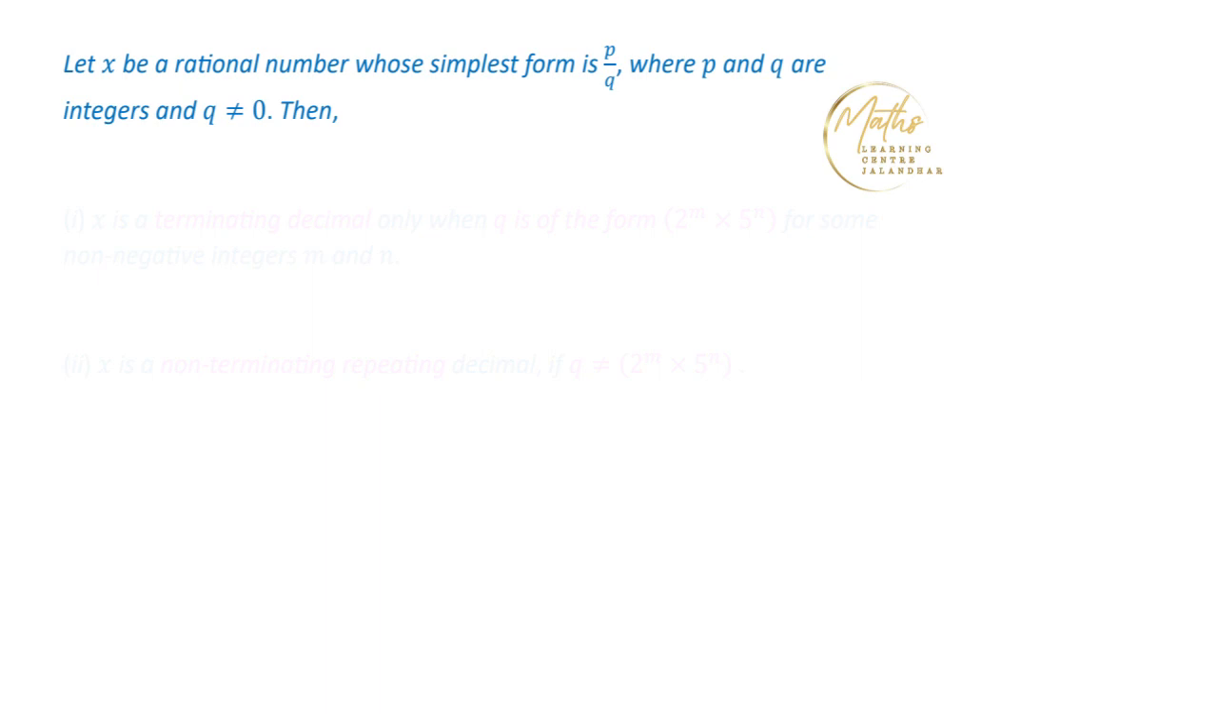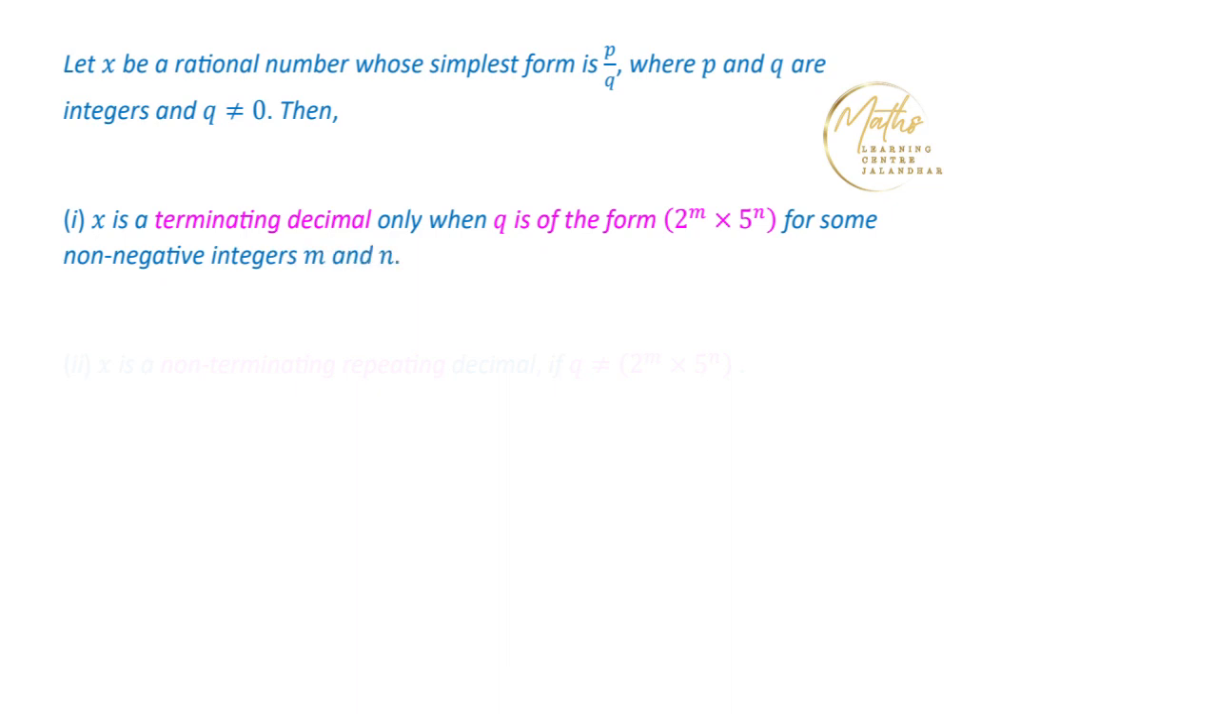By the definition of a rational number, p and q are integers and q is not equal to 0. Then we have two conditions. The first condition is that x is a terminating decimal only if q is of the form 2 raised to the power m into 5 raised to the power n. That is, we look at the denominator of the number, and if it has only the prime factors 2 and 5, then that number has a terminating decimal representation.